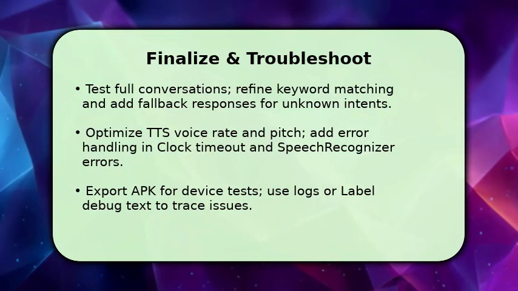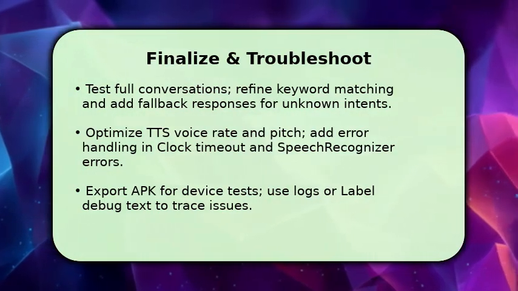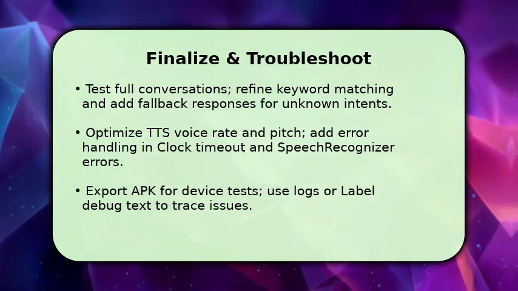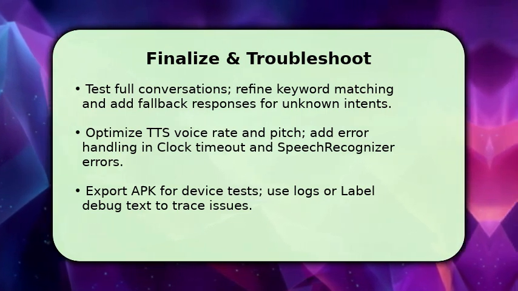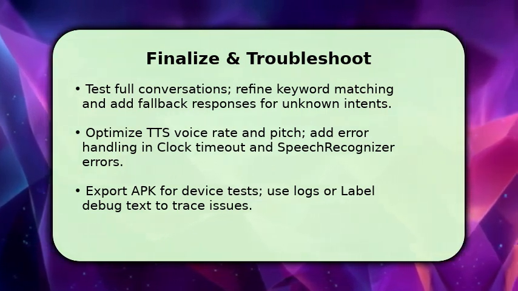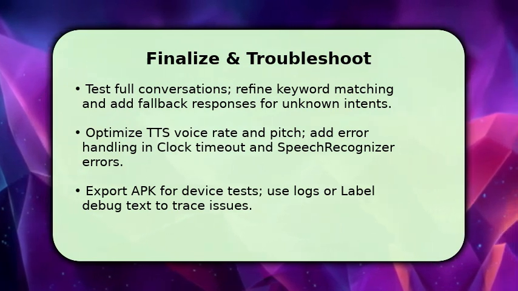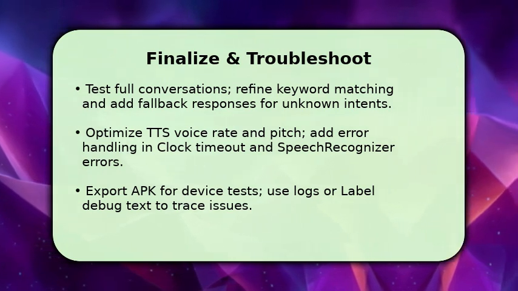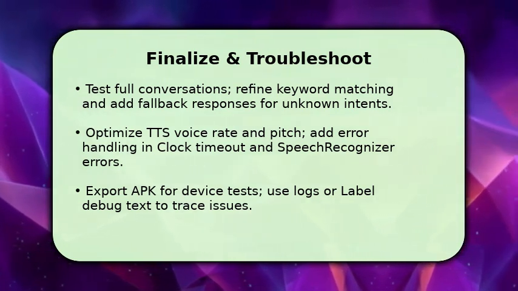You finish by testing complete interactions end-to-end, exercising both expected and unexpected inputs. Tune keyword matching and add fallback prompts for unclear speech so the assistant asks follow-up questions instead of failing. Adjust text-to-speech rate and pitch for natural delivery. Disable clock only after responses complete.